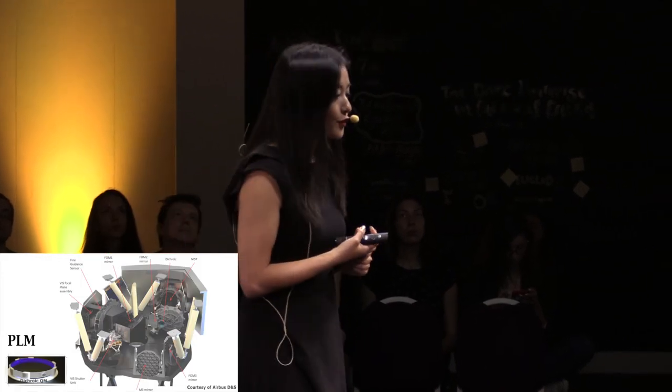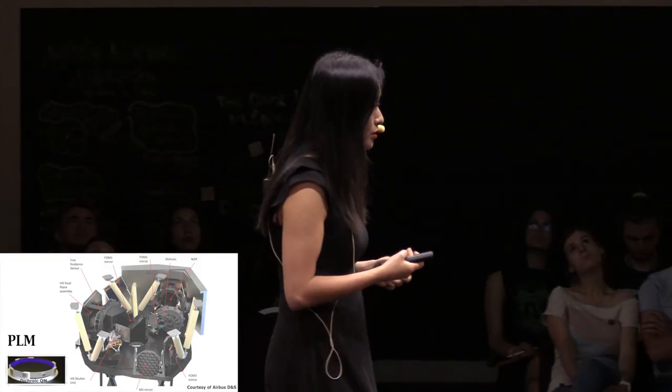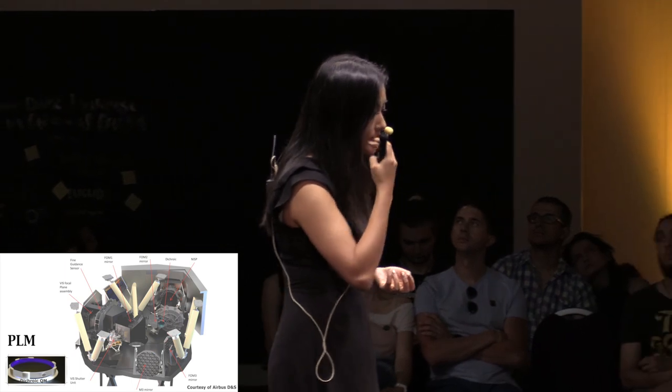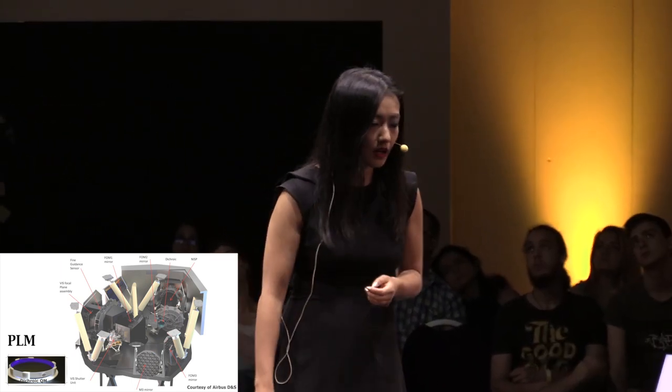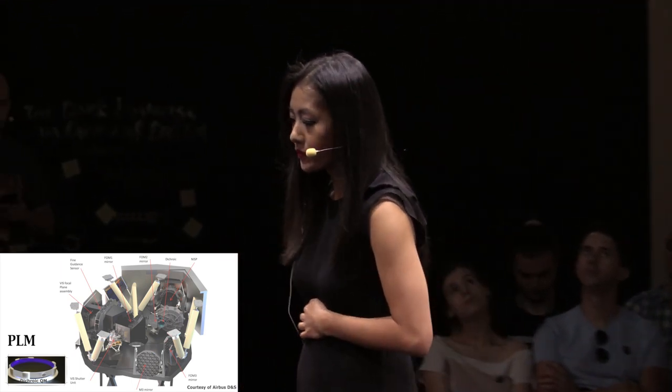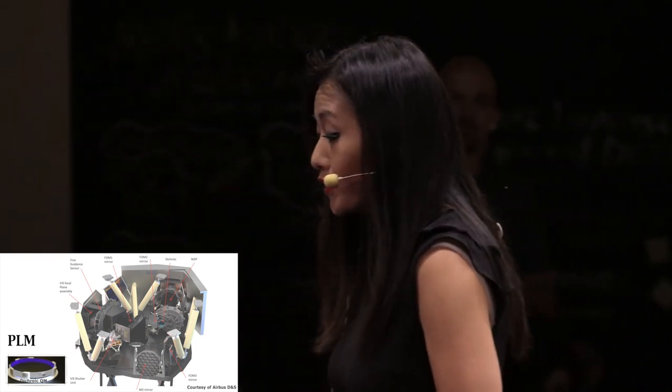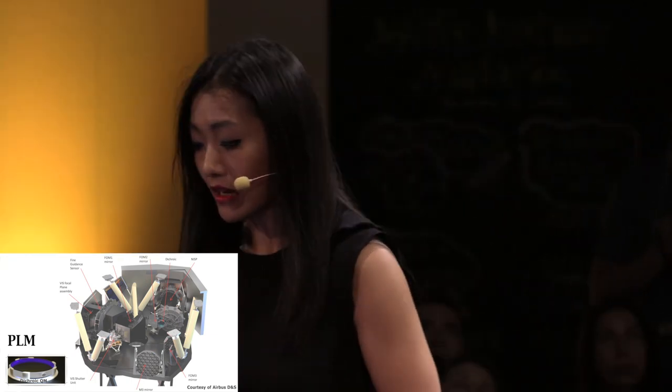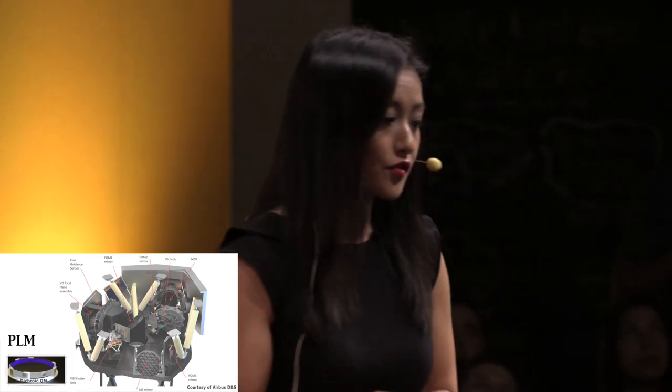So this is a 3D model of Euclid, and you can see the two scientific instruments, VIS and NISP, there. Another important component of the telescope is the readout shutter, and this controls the amount of light entering the telescope.